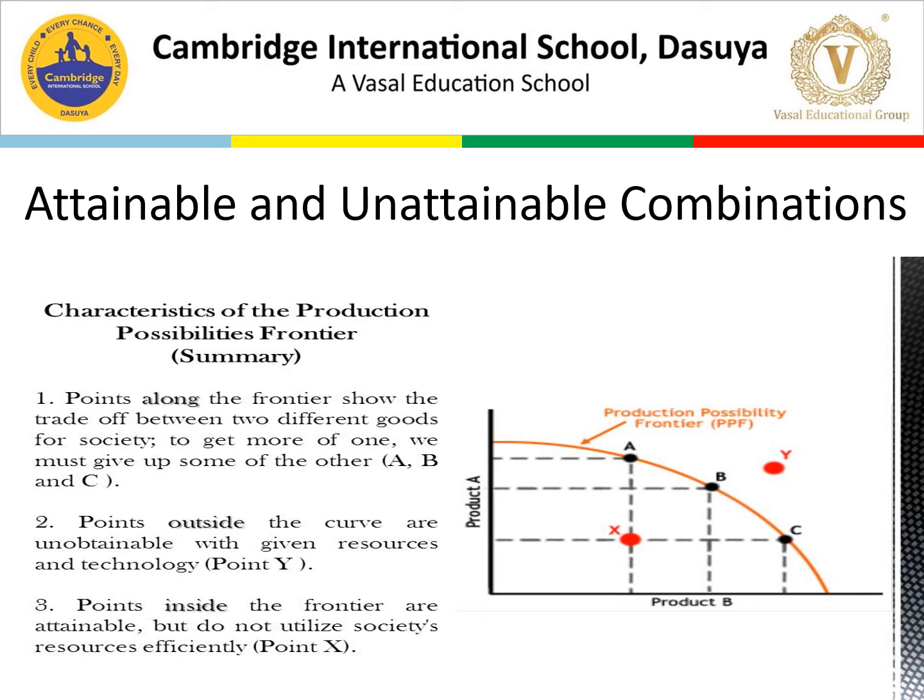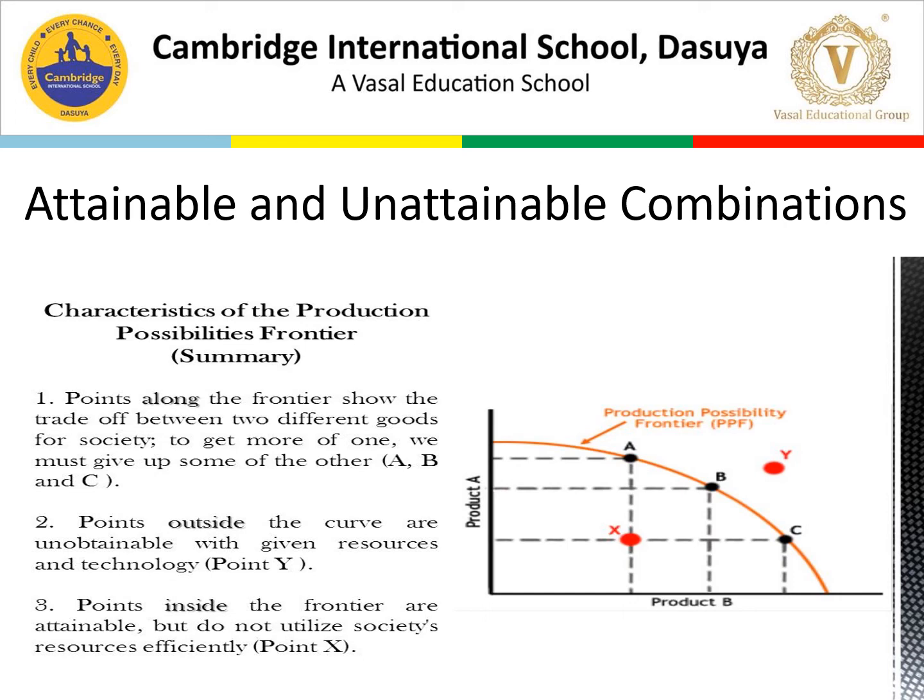So these two things we are going to summarize with the PPF. Points along the frontier show the trade-off between two different goods. For society to get more of one, we must give up some of the other. If we are utilizing the resources in a proper way, then combinations point A, point B, and point C are lying on the production possibility frontier. These are the points where we are utilizing all the resources.